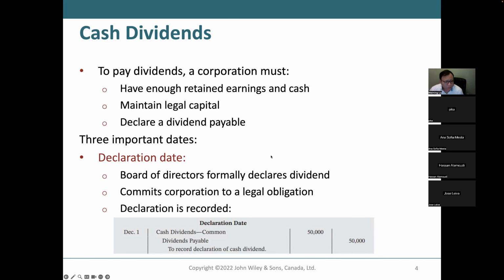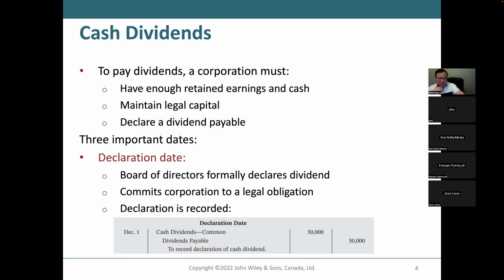Okay, so there are three important dates. First, the board of directors formally declares the dividend. Once you declare the dividend, you have to pay it. So this is a very critical point in time. Prior to the declaration, the company is not liable for paying a dividend. But since you made that declaration, immediately after it, the company has to pay the dividend. Okay.